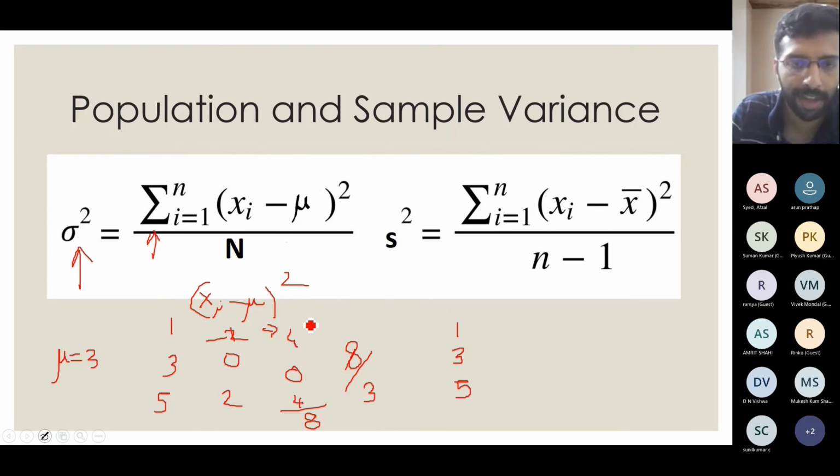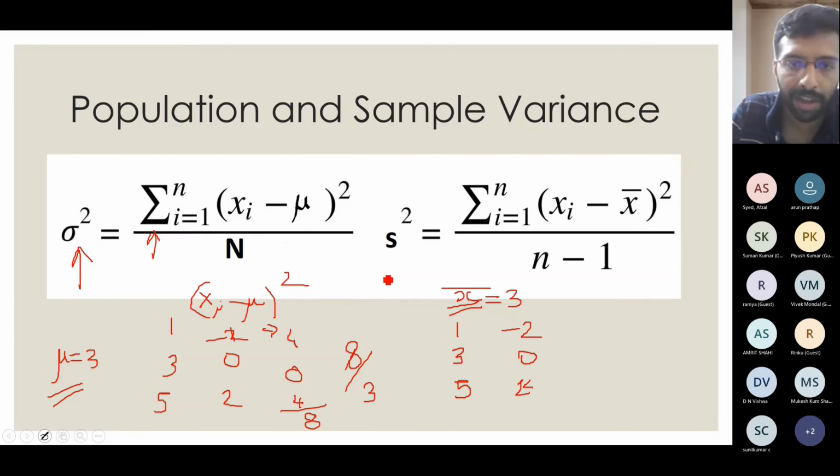Then suppose in that case, let's try to find the sample variance for this case. In this case, my mu was 3. In this case, my x bar was 3. So this mu is the thing for the entire population, and x bar is applicable only to the particular data we are considering. So here again the calculation will be the same.